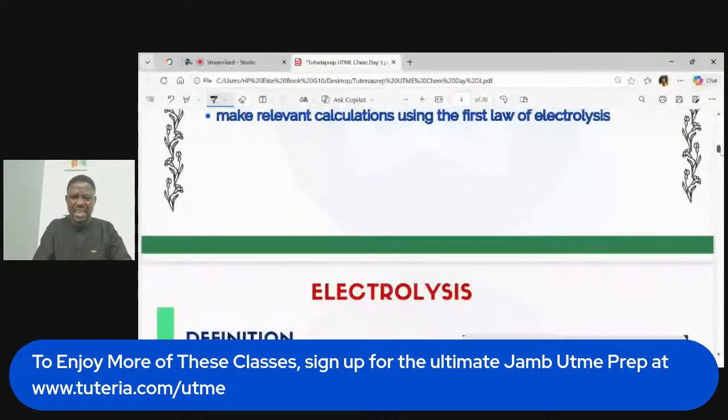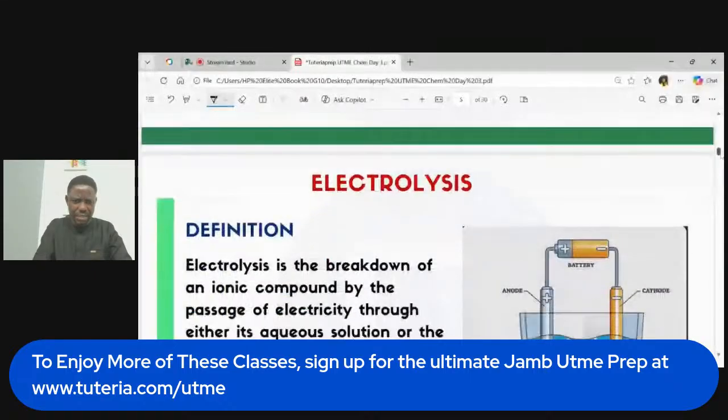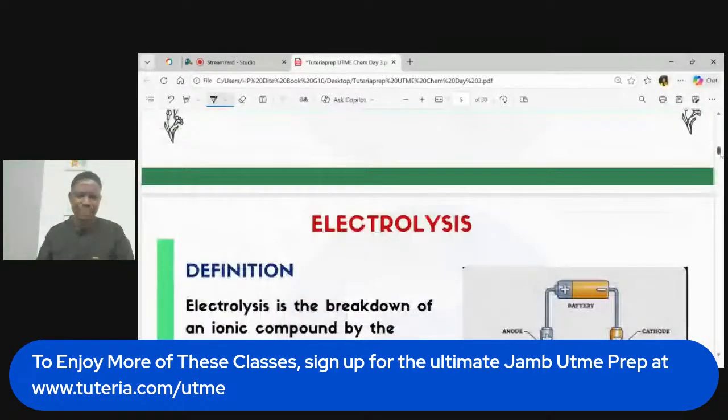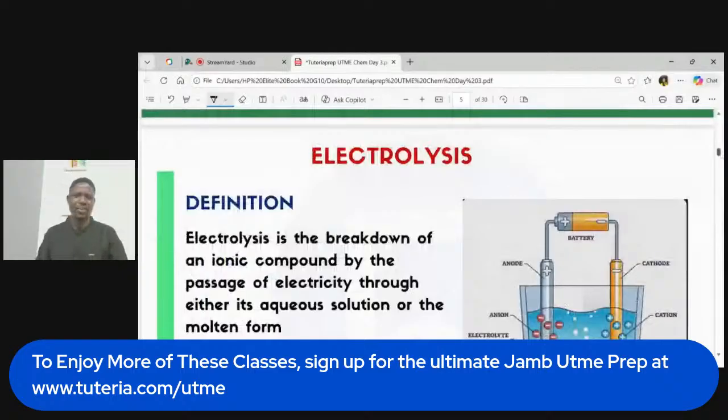So what is electrolysis? It sounds like the definition will be easy because of the name. When you see electro, it sounds like electricity, so that means we are using electricity. Lysis, most of you that are used to biology know that it means breakdown. So electrolysis is just using electricity to break down something. And what are we breaking down? We're breaking down ionic compounds, ionic compounds that can be ionized. That is what electrolysis is all about.